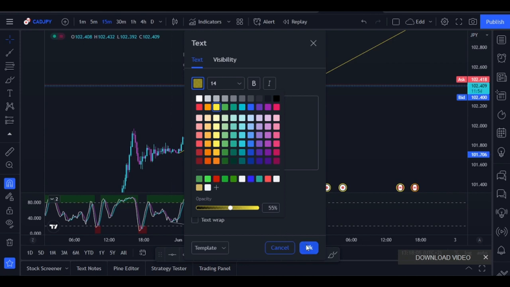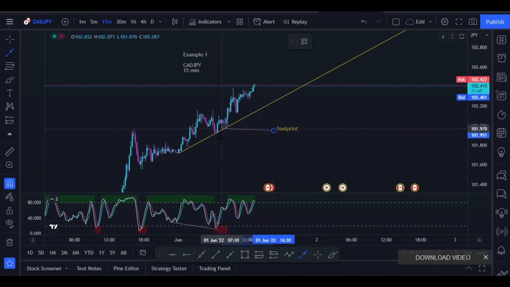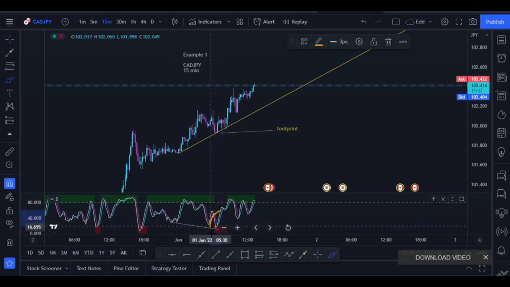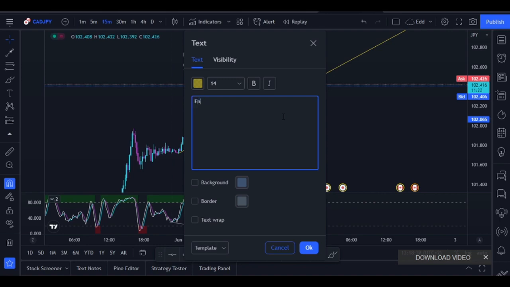Let's put this in yellow, then move this over here and draw an arrow to there. Now let's highlight the entry point: on the stochastic it would be there, and the entry point on the chart would be there. That's where you would enter, and your stops would be just below the footprint line. Just keep trailing your stops according to that line, because the market is not supposed to break that line.